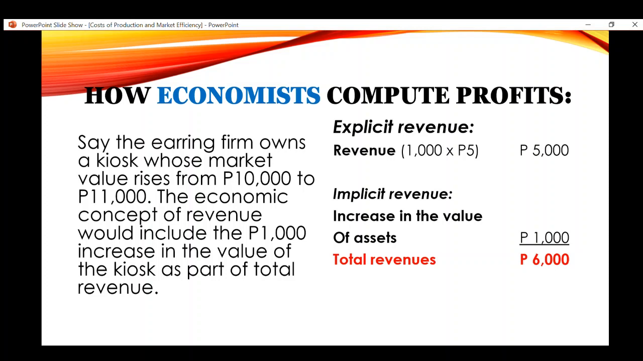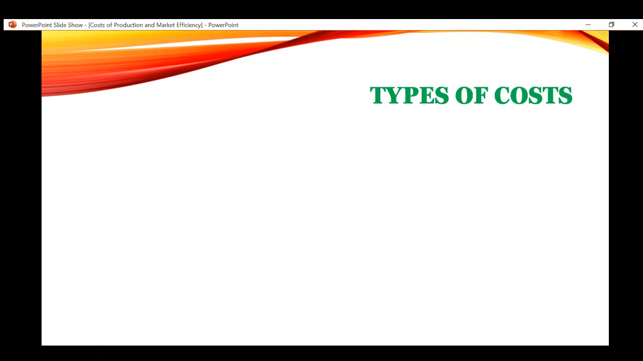So kung kompyuton nato ang iyahang economic profit, so katong 6,000 karon o katong i-compute ganiha nga 4,500 nga expenses. So ang atong mahimong net economic profit would be 1,500.